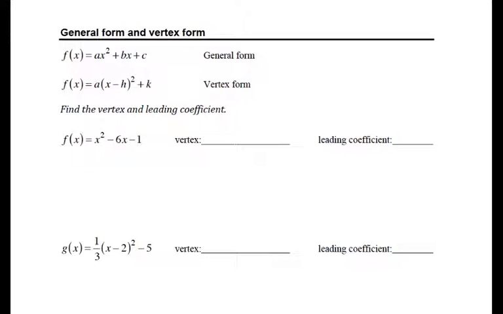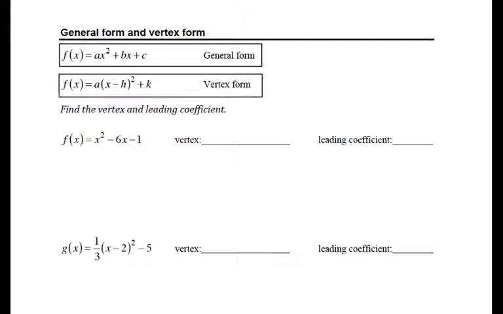Returning to this idea of general and vertex form, we have our general form in which everything is simplified. We have totally separate terms, and we have our vertex form in which we have some grouping, right? We have that squared expression including x instead of having just x squared by itself. Looking at a function, we want to identify it as one of these and then apply the appropriate procedures.